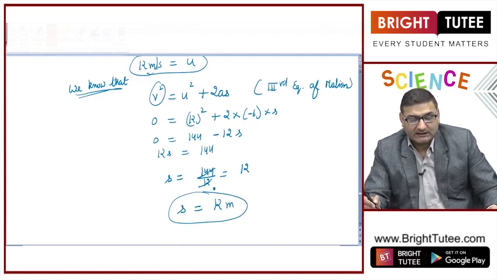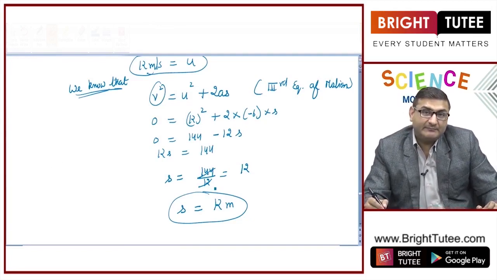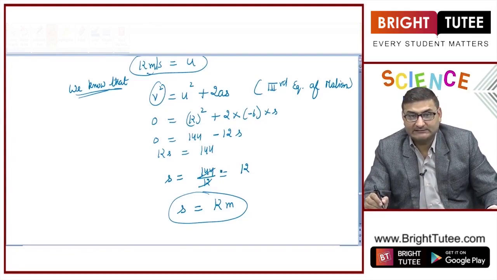So, this is how I am going to calculate the initial velocity first, and based on that I will then be able to calculate the distance, right?